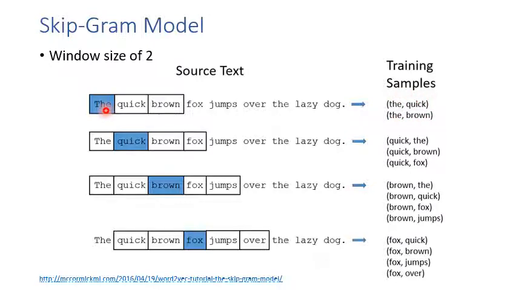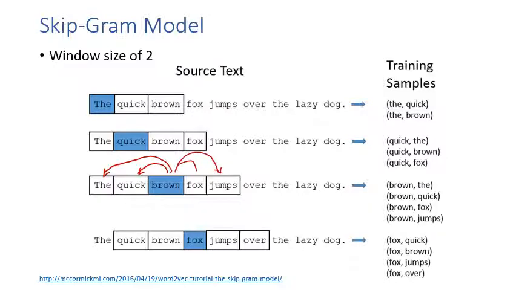Usually we will remove the too frequent or too common words like "the". Okay, so if we move the window, then we will use "quick" to generate training examples. Suppose the input is quick, then we will generate (quick, the), (quick, brown), (quick, fox). Then suppose the input word is brown, then we will generate training examples like (brown, quick), (brown, fox), or (brown, jumps).